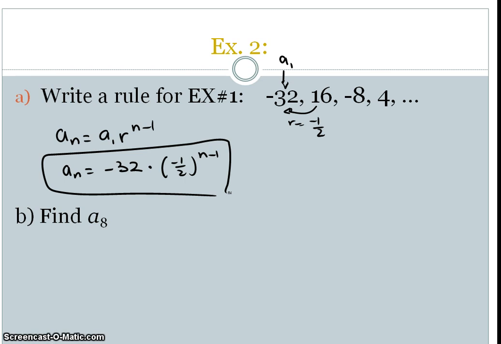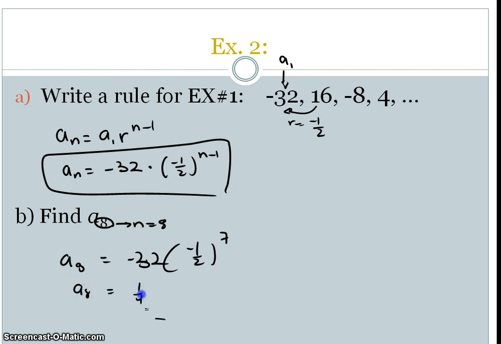Okay, then we need to find a8. So here we're going to plug in n equals 8. So a sub 8 is negative 32 times negative 1/2 to the 8 minus 1, which is 7. So we just plug this number into our calculator, and we can find the answer. Okay, and here I really want you to follow along with your calculator to make sure you're doing your order of operations correctly. So when you plug it in, you should get a8 is 1/4 or 0.25 on your calculator. So please follow along to make sure you get that same answer.